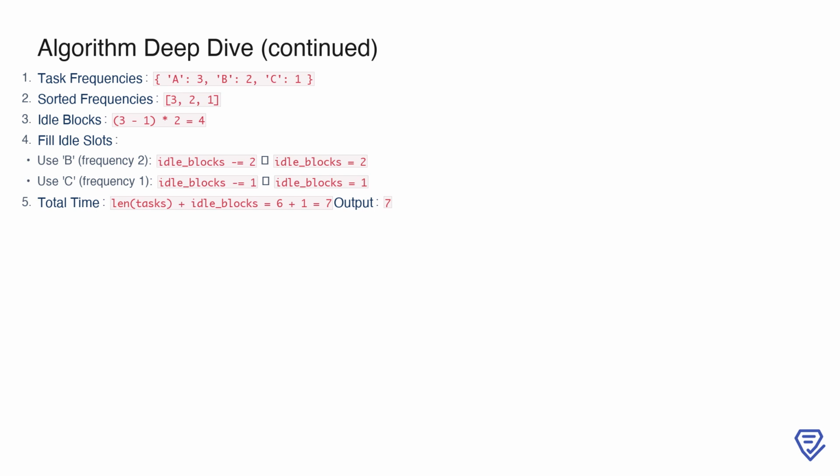Using the formula for idle blocks, (max_frequency - 1) * n equals (3 - 1) * 2 equals 4, we calculate that 4 idle slots are needed. We then fill these slots with other tasks. Subtracting the frequency of b, we reduce the idle blocks by 2, leaving 2 idle slots. Subtracting the frequency of c, we reduce the idle blocks by 1, leaving 1 idle slot. Finally, the total time required is len(tasks) plus idle_blocks equals 6 plus 1 equals 7. This means the minimum time to execute all tasks is 7. The output is therefore 7.